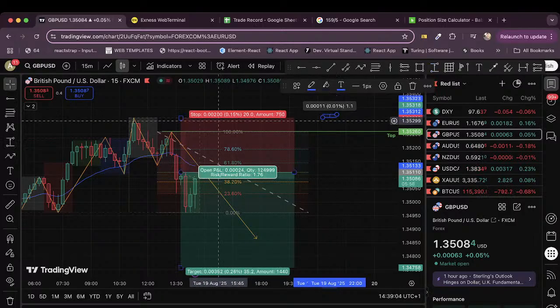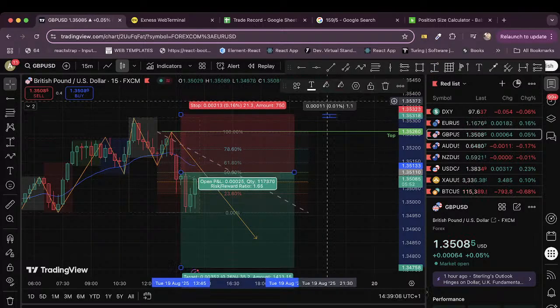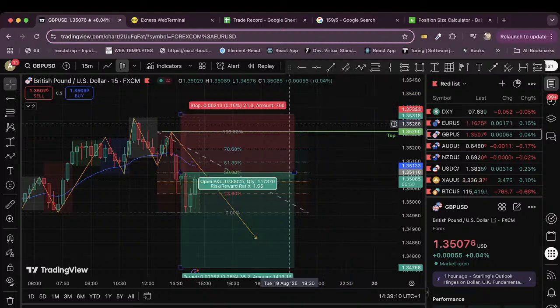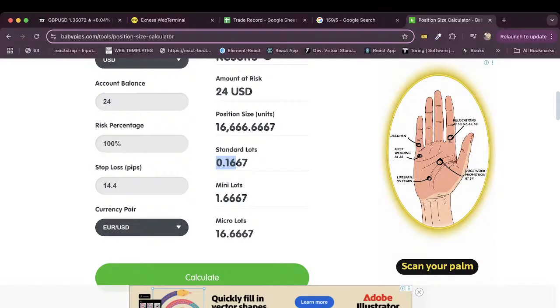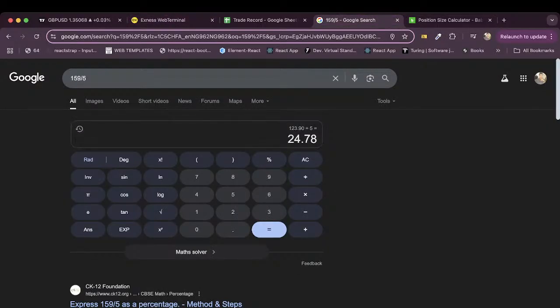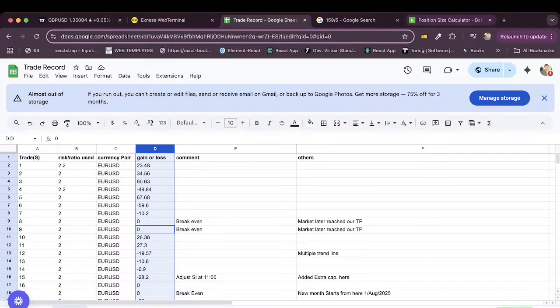So let's see. So we have like 21.3. So I go to my position size calculator. I think this will go down because I did some withdrawals. So did I have like 110 divided by 5? So we have like 22. That's a lot, but I'll go for it.